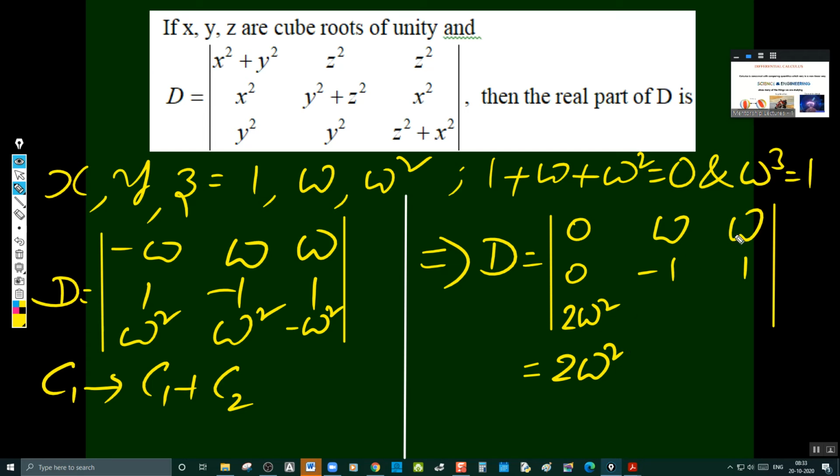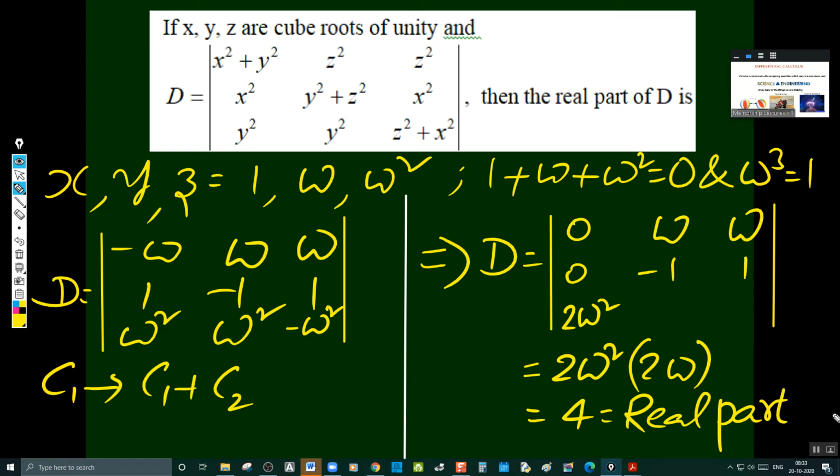2 omega square into omega plus omega, 2 omega. So the answer is 4. It is equal to the real part, which means there is no imaginary part in this one. 4 is the answer.